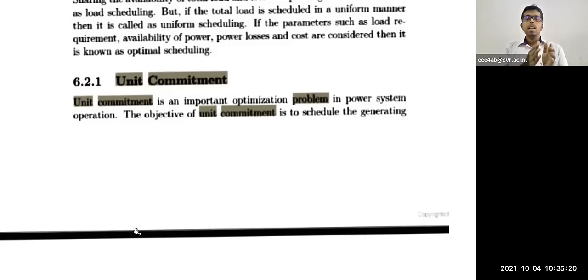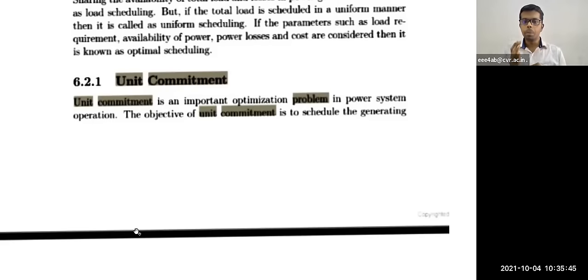Say for example 10 generating units are there. The first generating unit should be on for some 2 hours. The second generating unit should be on for 4 hours. The third generating unit should be on for 8 hours. The fourth generating unit should be on for 12 hours to meet the demand. So now we are committing the generating units. That is called the unit commitment problem.